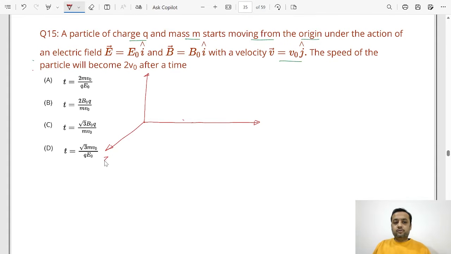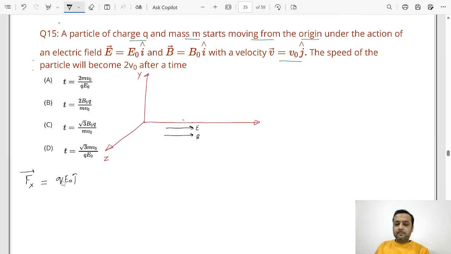Now the idea here is that the magnetic field is also along the x-axis, and the electric field is also along the x-axis. So the electric force will always act along the x-axis. Remember, the electric force will always act along the x-axis. That will be q into E naught i cap. This will be a constant force.